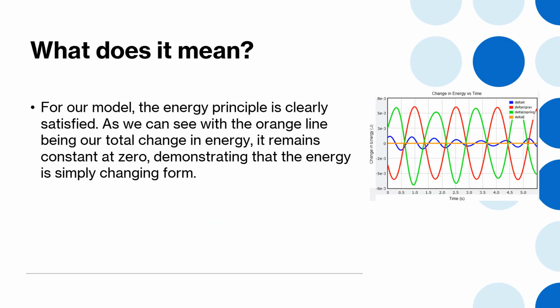What does it mean? So for a model, we can see that the energy principle is clearly satisfied. The energy principle says that energy cannot be created or destroyed, only transformed from state to state. And we see that throughout this model. All the change in energy is zero, which we can see through the orange line. When the spring potential energy is high, we can see that the gravitational potential energy is low, and that the sum of these functions combined together would be zero, satisfying the energy principle.